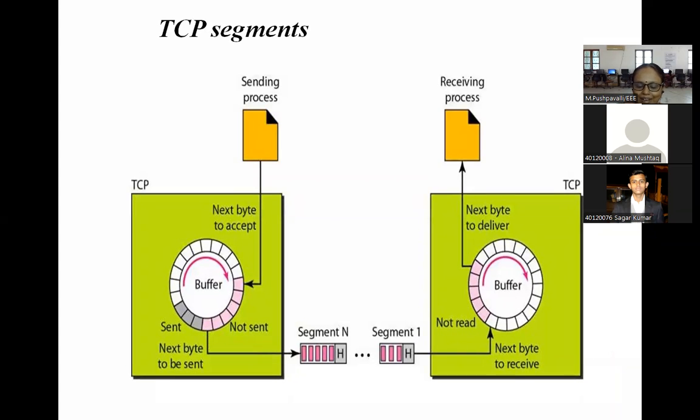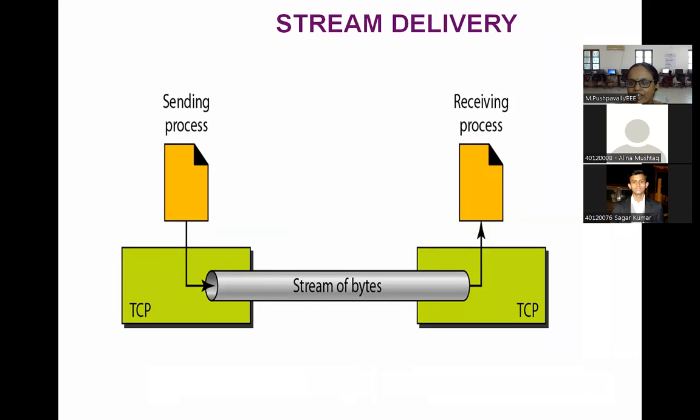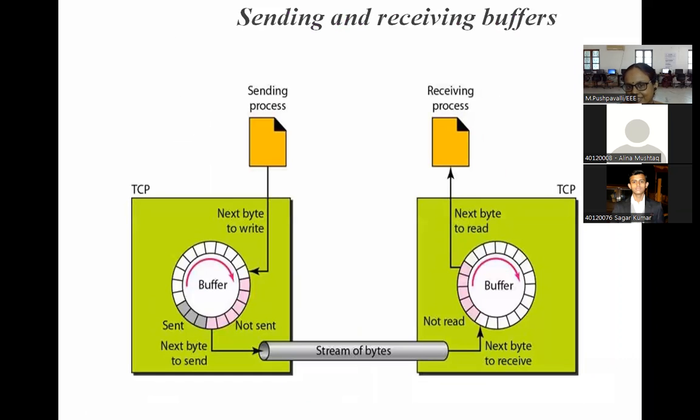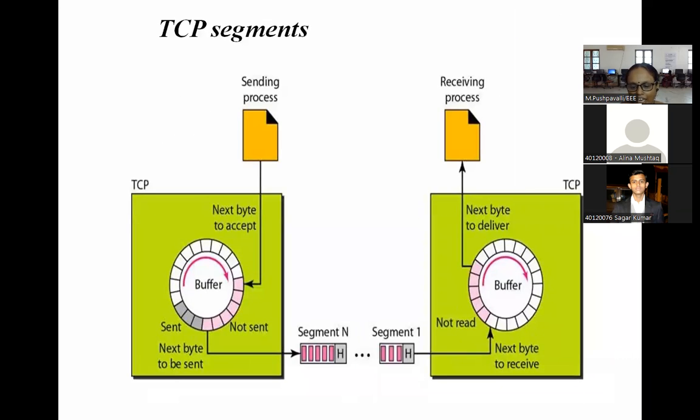Once I'm sending, I'm just sending the stream of bytes. You just see it's a segment. You all know there will be segment numbers, and according to the segment numbers only, it will be reassembled and sent to the receiving side. So I think you understand this is the streaming delivery of TCP: how my bytes are sent, how the buffer takes the responsibility to read it, and how it sends in segments.